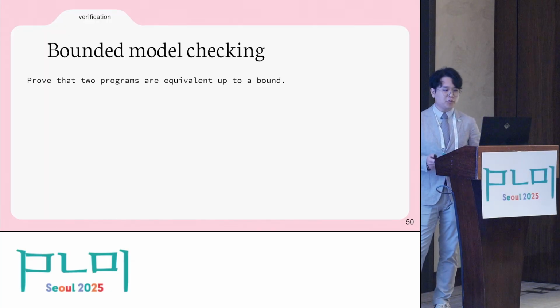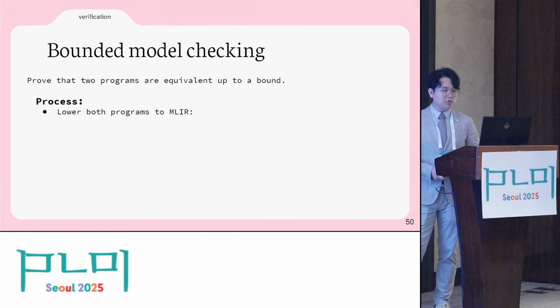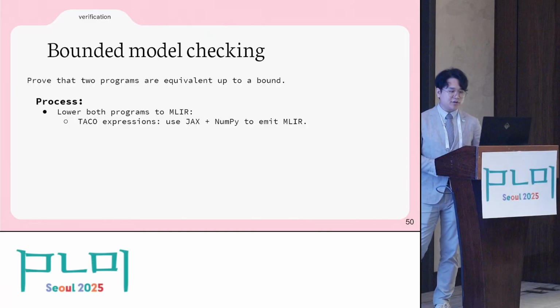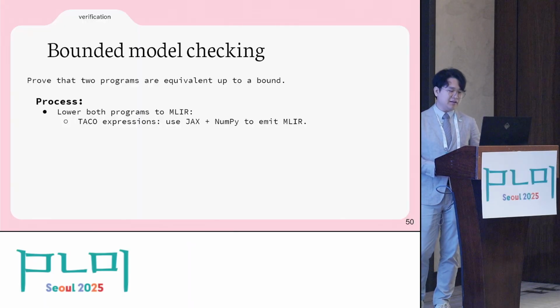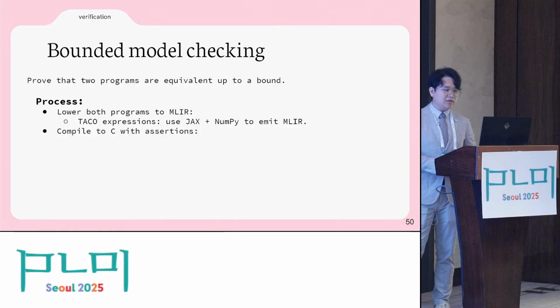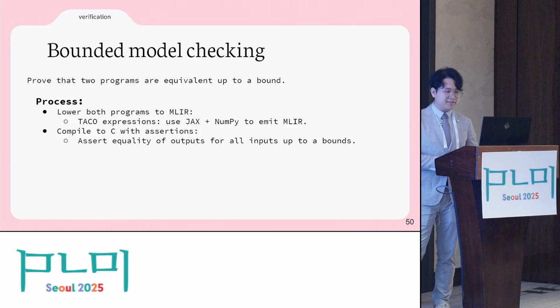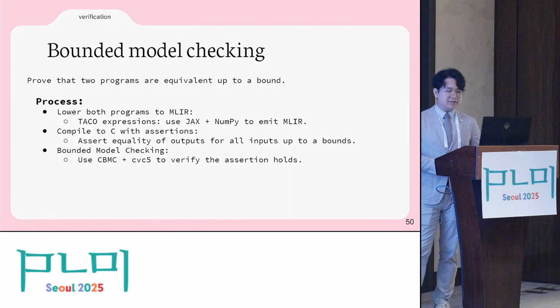It proves that two programs are equivalent up to a bound. The process is we lower both programs to MLIR, both the original C and the generated Taco. For the Taco expressions, it uses JAX plus NumPy to emit MLIR. And then we compile them to C with assertions. We assert equality of outputs for all inputs up to a bound. And for the bounded model checking, we use CBMC plus CVC5 to verify the assertion holds.